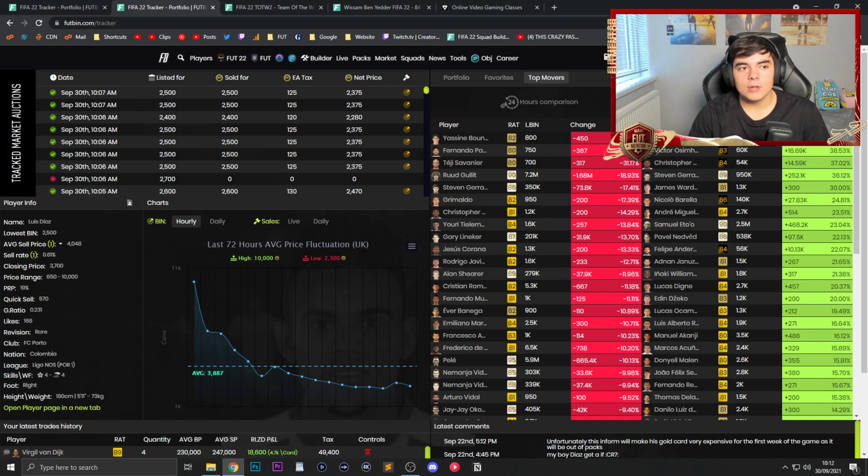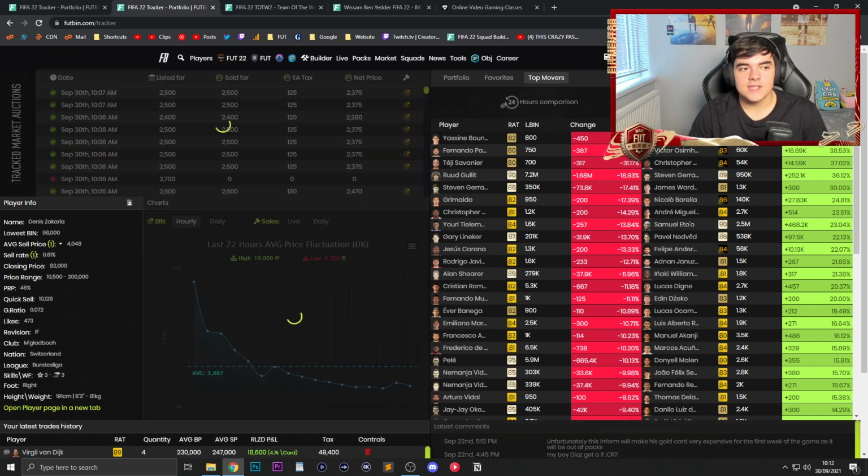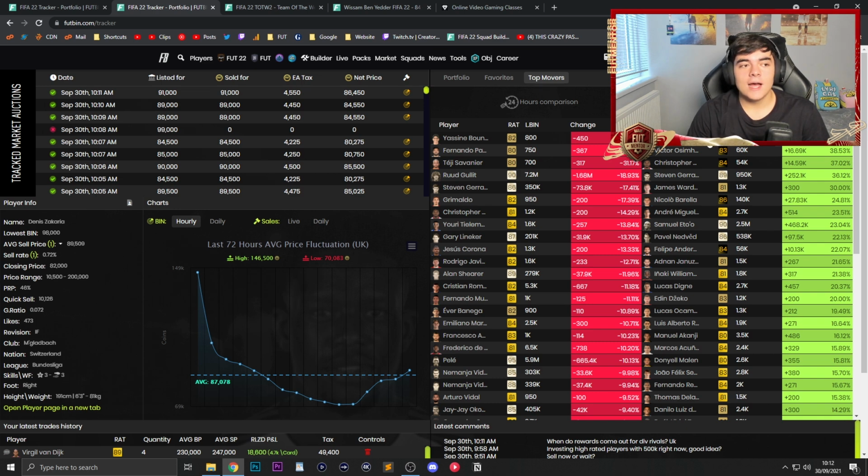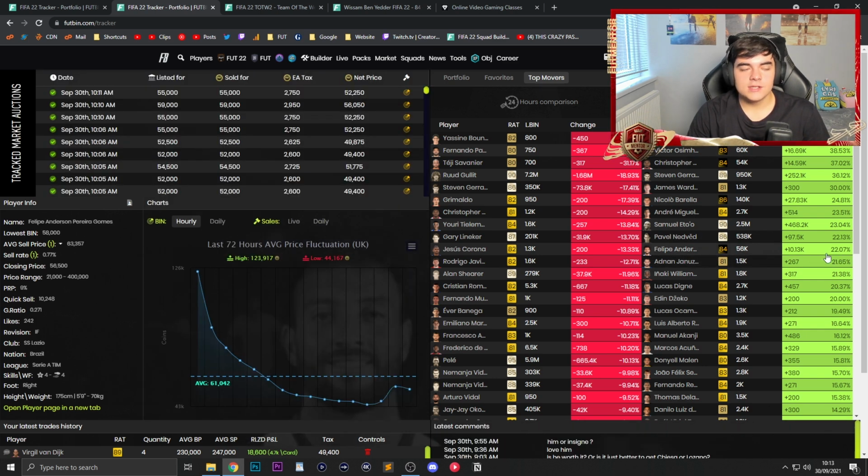So you can see 4 hour comparison, these cards have been going up. So Zakaria, in the last few hours, because of Division Rivals, a lot of people were selling him, but now he is going up quite steadily. So he is up 40%. It actually shows here, 40%. It might be cut off a little bit by my webcam, but Zakaria, Osimhen, Felipe Anderson, which we bought, which is good to see that he's going up.